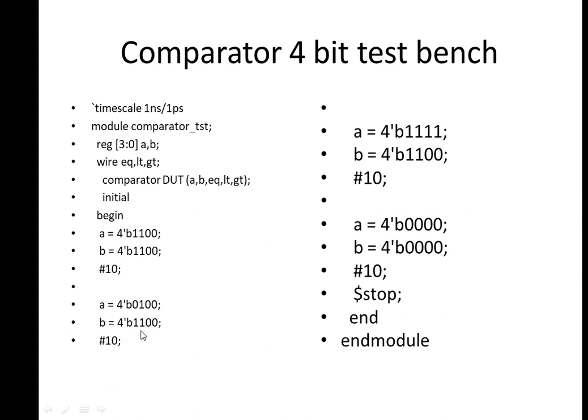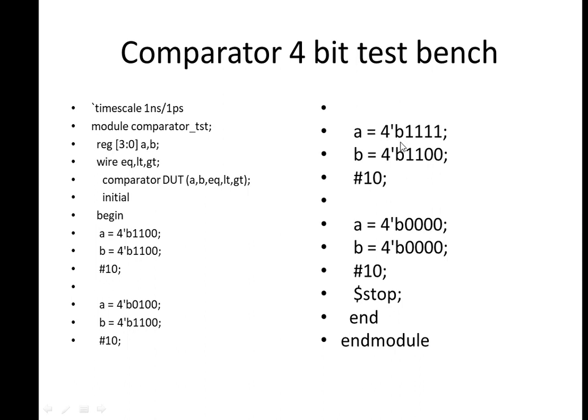that means B is greater than A, so you should get less than as 1, that means A is less than B. Similarly here A is greater than B, then these both are equal. Okay, so 4 combinations, 1 2 3, then just say stop, dollar stop. Okay, and end module.